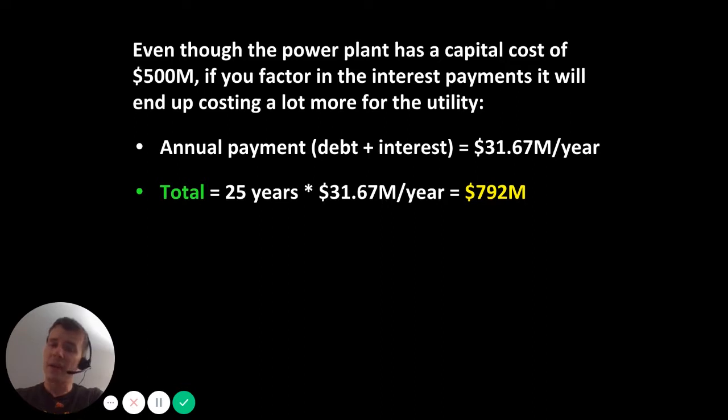So if they pay that every year for 25 years, that does not add up to $500 million. It in fact adds up to $792 million. So $500 million of that is the actual money they borrowed. $292 million of the actual cost of the power plant are the interest payments that the utility pays on the money it borrowed to build the plant in the first place.